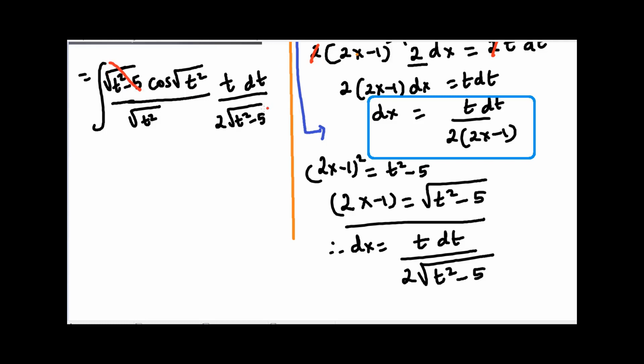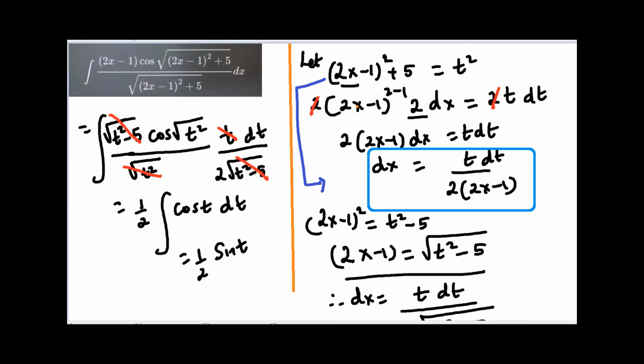So the root of t squared - 5 and t squared - 5 cancel, t and the root of t squared get cancelled. So this is equal to 1 over 2, take that 1 over 2 out. Cos of the root of t squared, that's going to be cos t times dt. You integrate this, you get 1 over 2 times sin t, but I need only t.